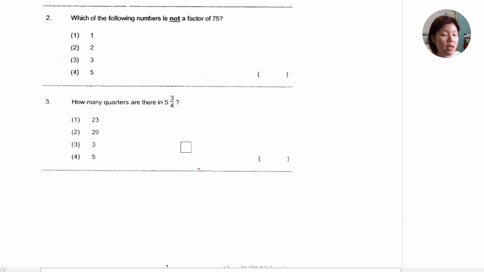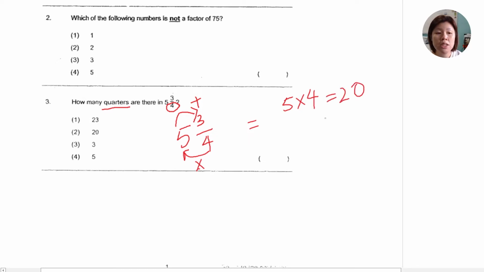How many quarters are there? Okay, when they're asking for quarters, first thing you have to see quarters. Quarter refers to 4. You look at your denominator, is there 4? So just nice, 5 and 3/4 there is. So we change our mixed number to improper. In order to change it, denominator times whole number plus numerator. So it's actually 5 times 4 equals to 20. 20 plus 3 equals to 23. Answer number 1.